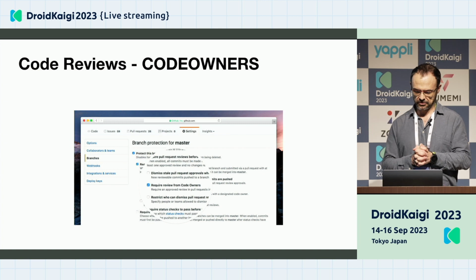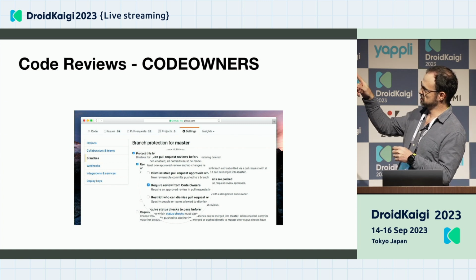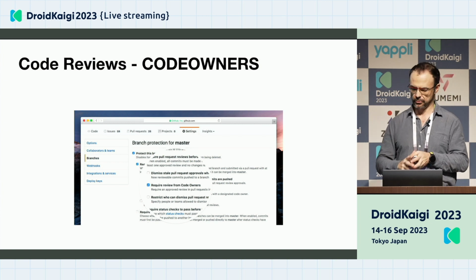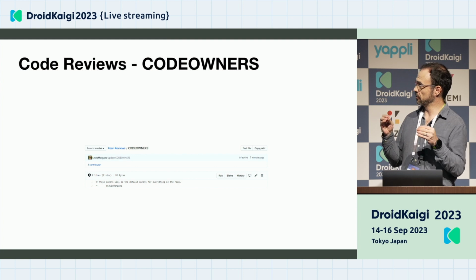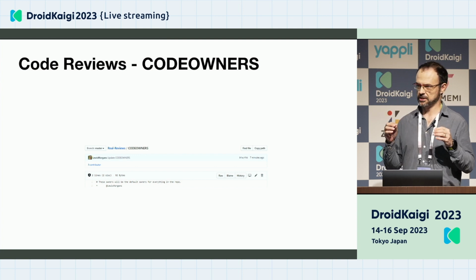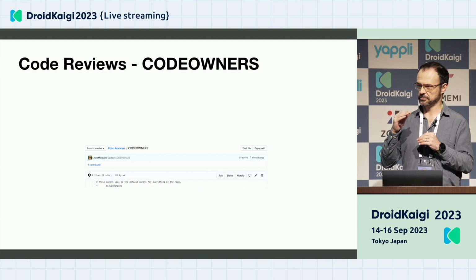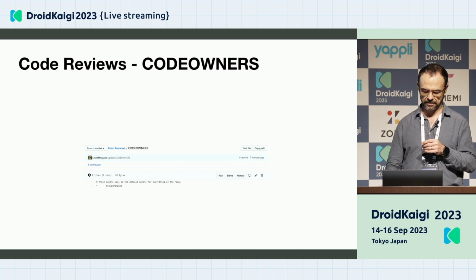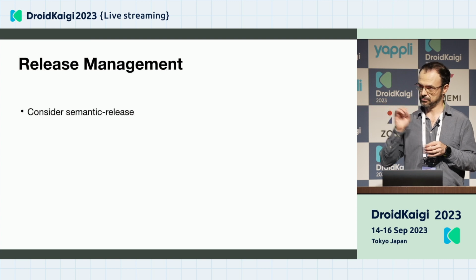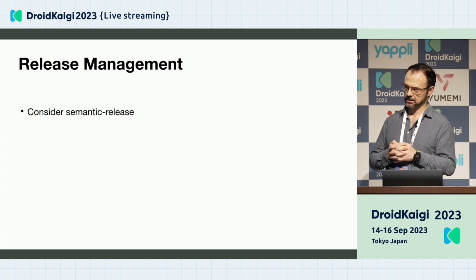Code owners. If you haven't used this before, you can activate it from GitHub. You need to go to your project settings, branches, require review from code owners, and you will need a file called CODEOWNERS, where you add the usernames of the code owners that are going to have this repository. You can also separate them between folders, so this code owner should take care of this folder or this other one. And every time you create a PR, they will be automatically assigned and they need to approve it. So yeah, for release management, you should consider semantic release.